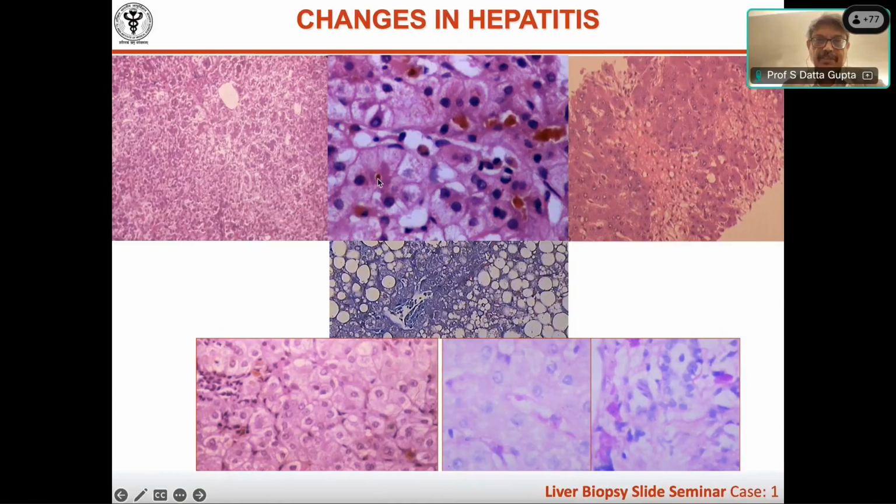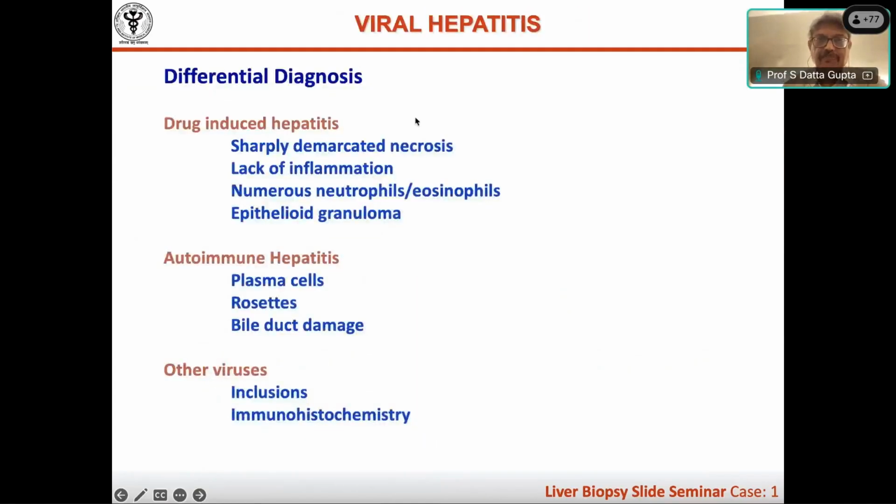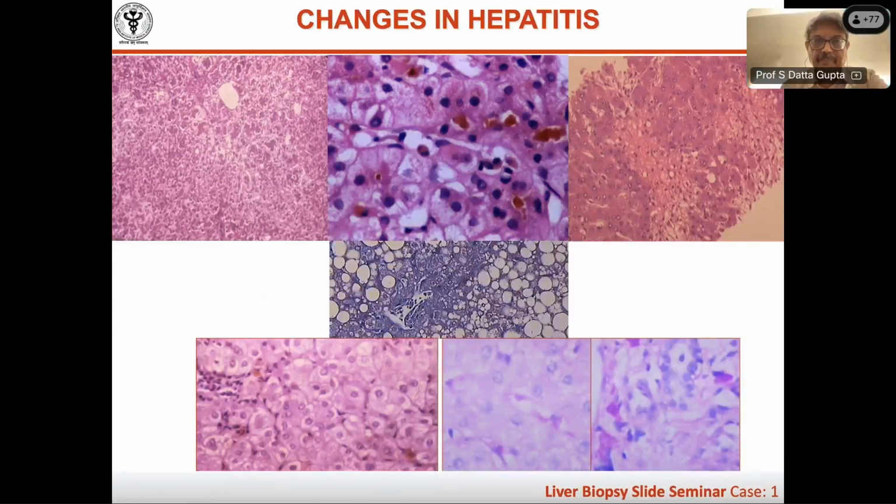Canalicular cholestasis. Bile within the cells is called cellular cholestasis. Then, of course, you get necrosis. The T lymphocytes will come, if they are viral, and you get apoptosis. You see this? And apoptosis is good in a way because it allows the cells to come out of the reticulin framework and destroy it.